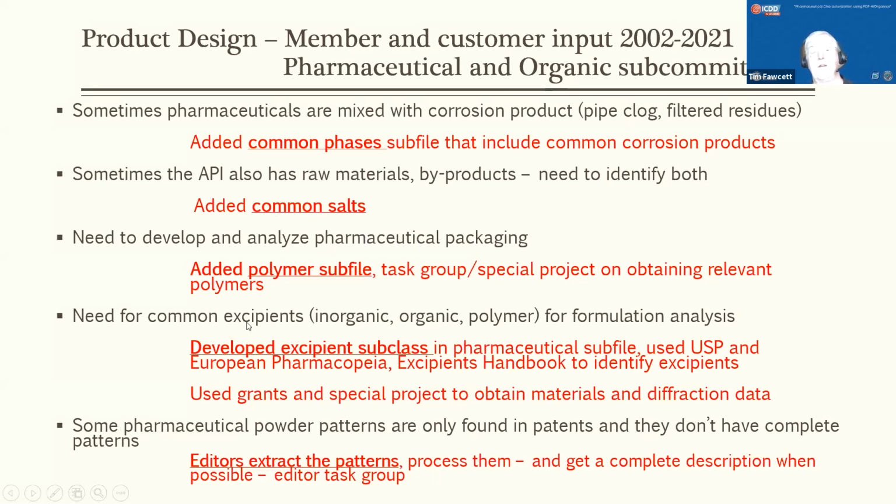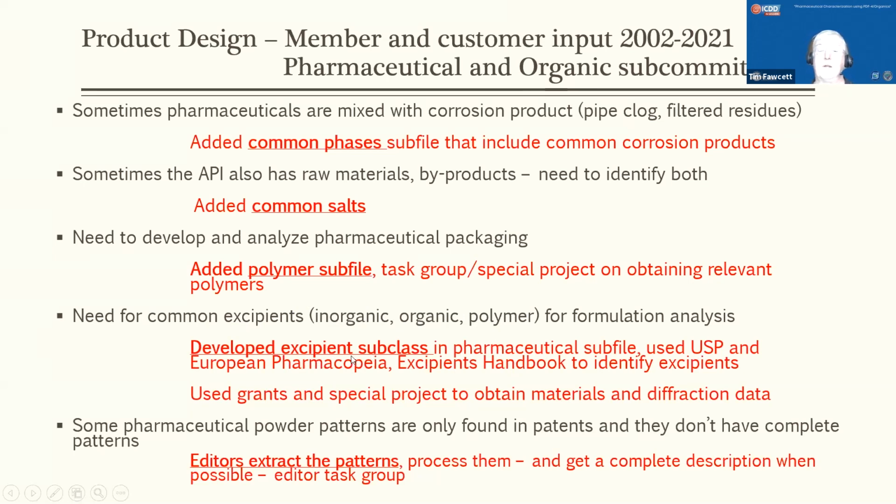And there was a need to get all the common excipients. And these could be inorganic, organic polymers, whatever a pharmaceutical scientist uses, we wanted to put those materials into the database. And to understand what we needed to get, we were directed towards the US Pharmacopoeia, European Pharmacopoeia, and the excipients handbooks. So lists were generated.